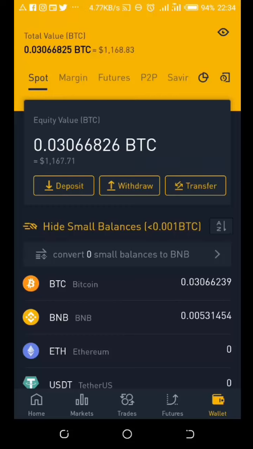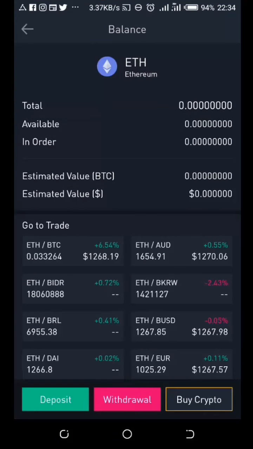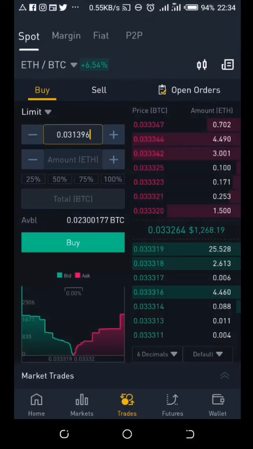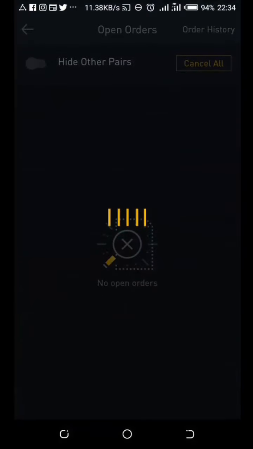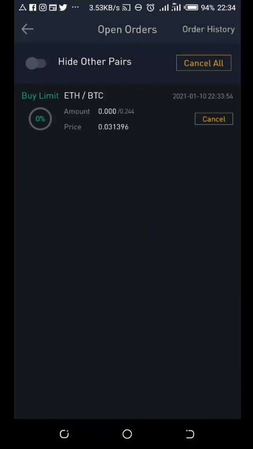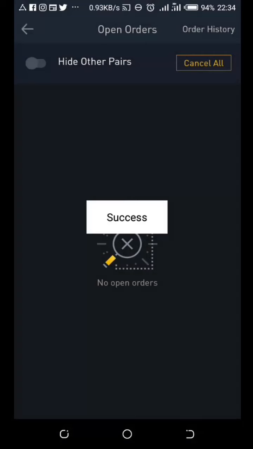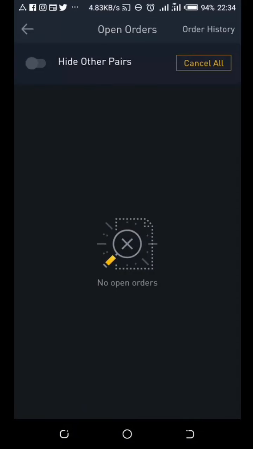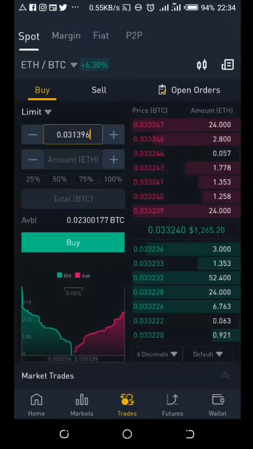But in this example, we are going to cancel it because we don't want to buy the Ethereum as it is now. So we go back to the ETH in the pair of BTC, that is actually on the trades page. Then we click on open orders and then click cancel. So it's cancelled. But if you did not cancel it, it will get executed when the price goes below.